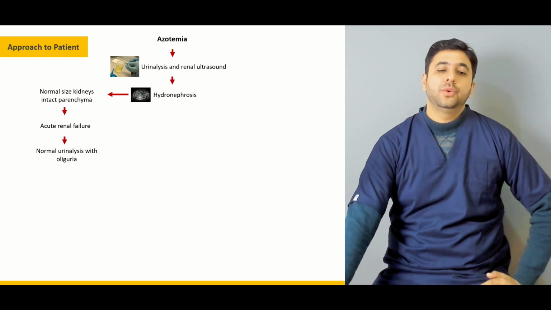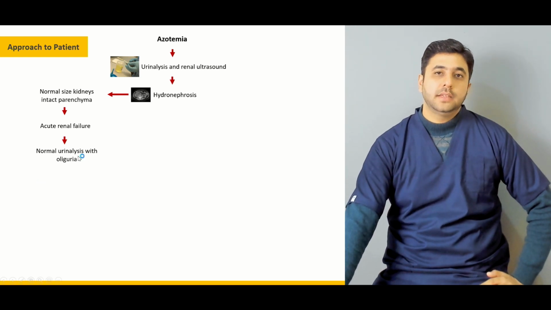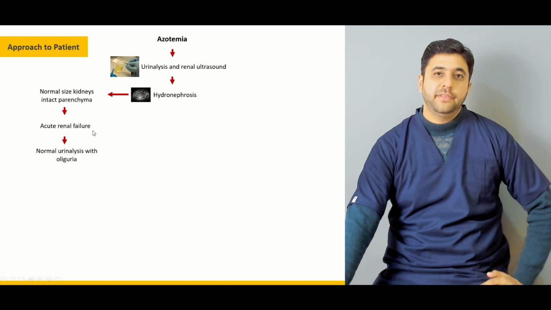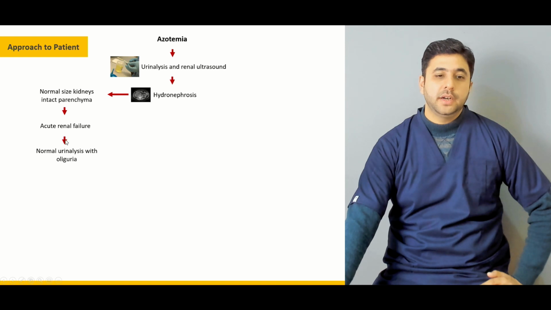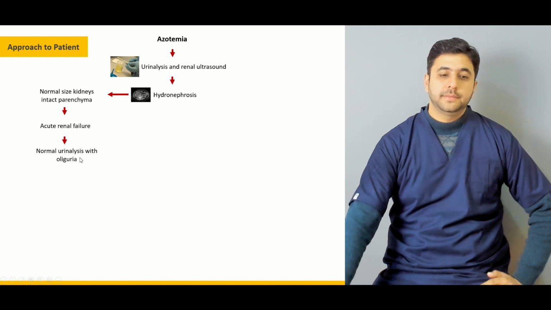Here, you are going to look at the urine analysis. The urine analysis will help you a lot. Along with the ultrasound, it has taken you to this point. Ultrasound has differentiated acute renal failure from chronic renal failure. Now, to further differentiate acute renal failure, you do the urine analysis.